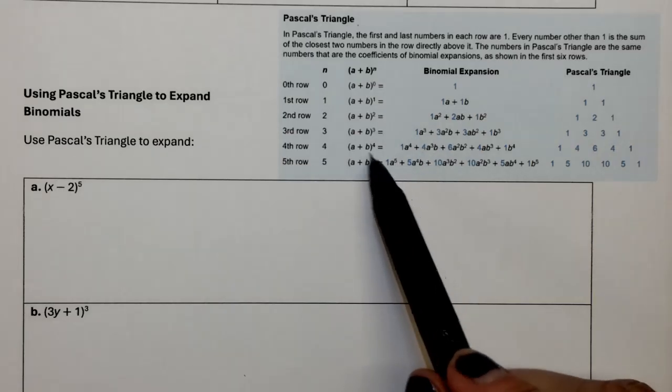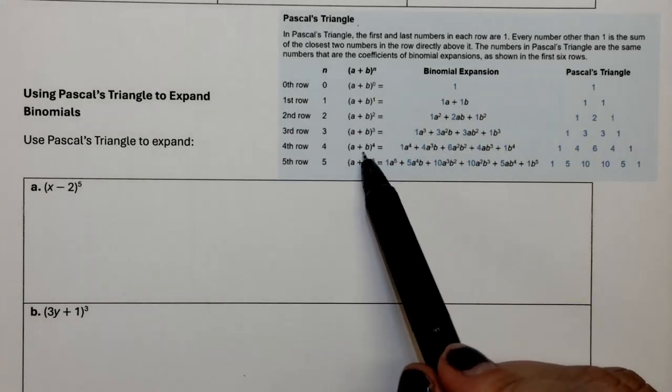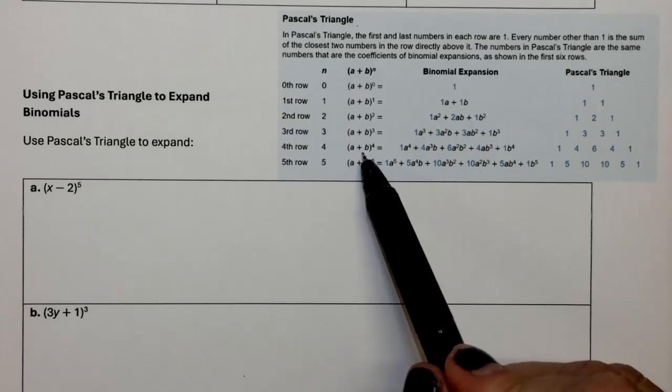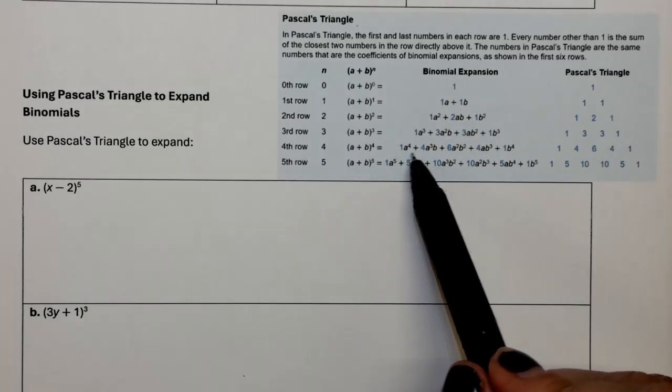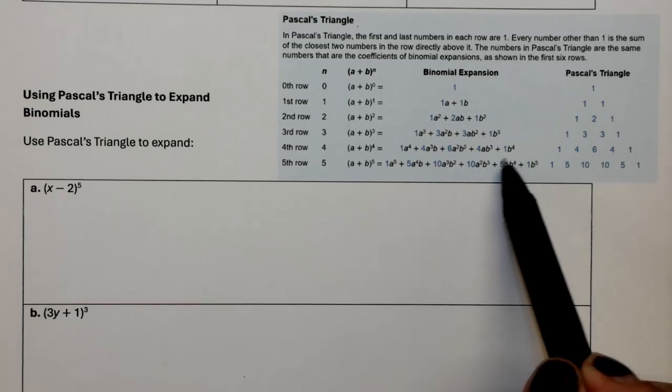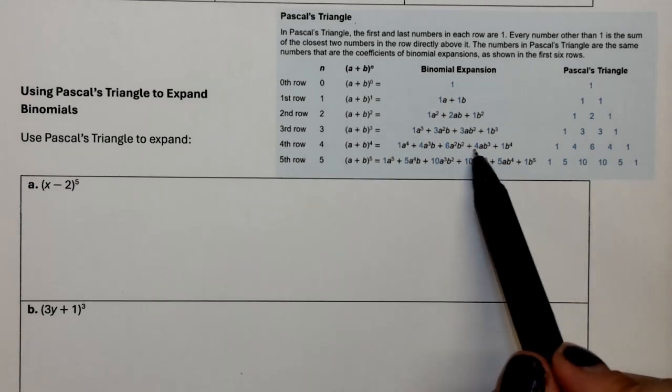So basically what he's saying is, in the past we would have taken this and said a plus b times a plus b times a plus b times a plus b. So we would have had to do 3 multiplication problems in one just to get this answer. So instead we have this Pascal's triangle. It tells us that we can use this pattern right here.